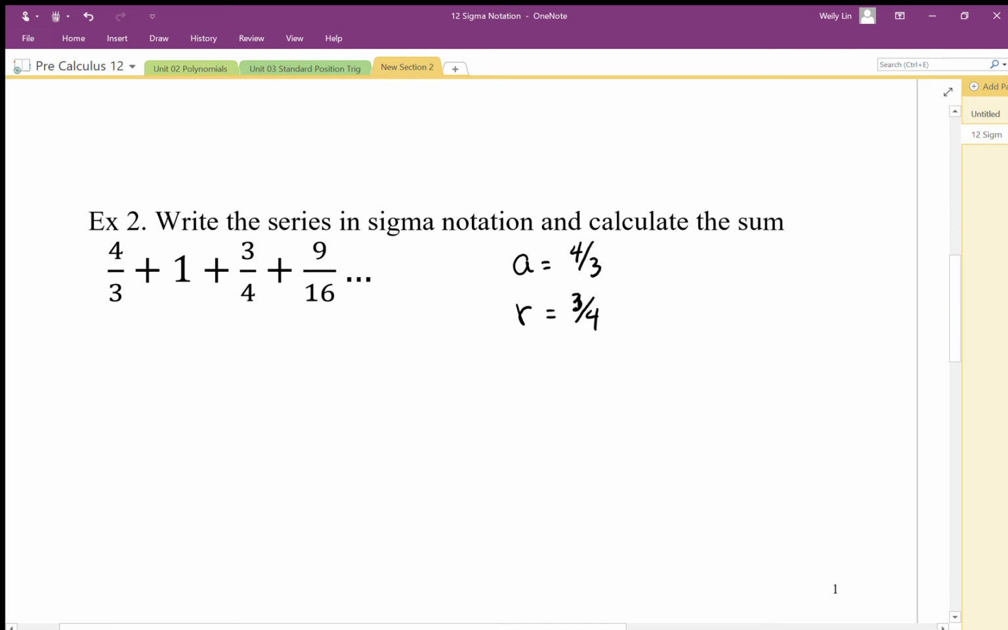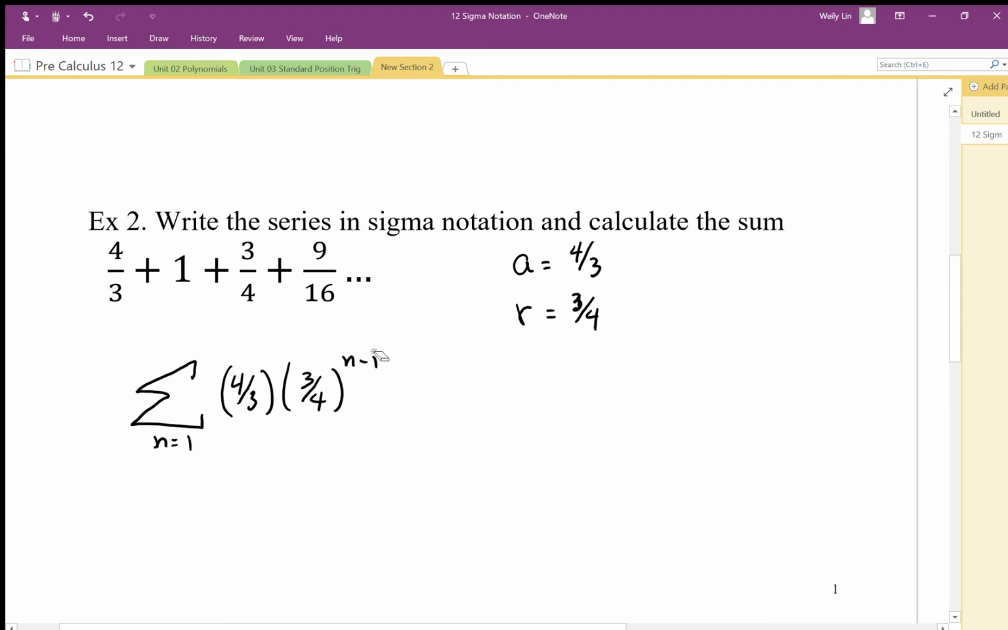So we need to write this in sigma notation. Sigma notation involves the Tn formula. Well, for this particular sequence, the Tn formula, we need the a value, and we also need the r value, and it's going to be to the n minus 1. To get the first term, we need to let n equal 1.